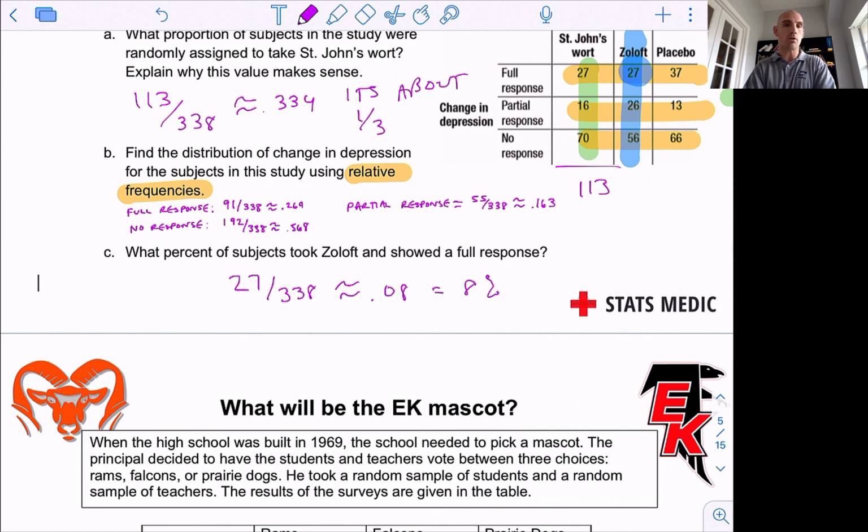That's the basics of categorical variables, guys, and using two-way tables. So hang on to these notes, keep that in the back of your mind, and if you have any questions, let me know. Thanks for watching, and we'll see you next time.